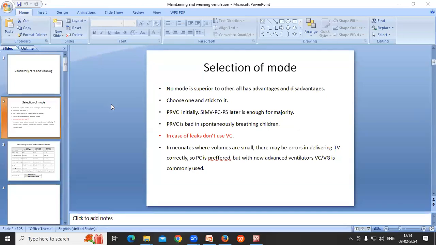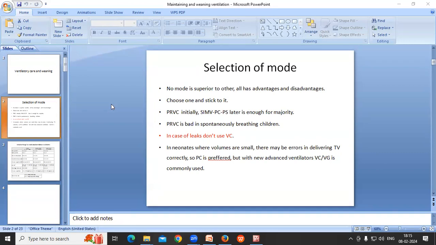So we combined these two things, the advantages of PC mode and the advantages of VC mode, and created PRVC mode. It delivers flow in a decelerating pattern with volume guarantee, so you have combined the advantages of both modes. But what is the disadvantage of PRVC mode?